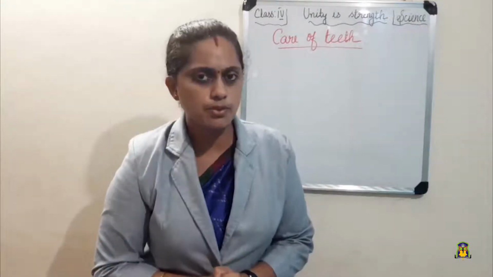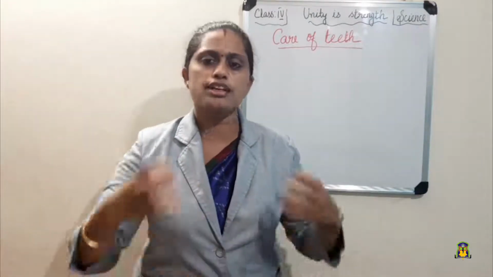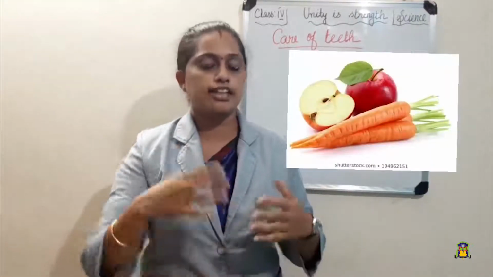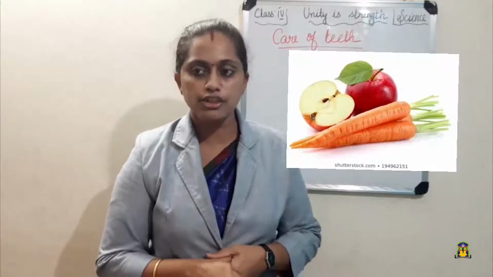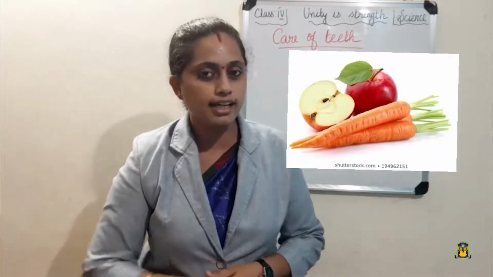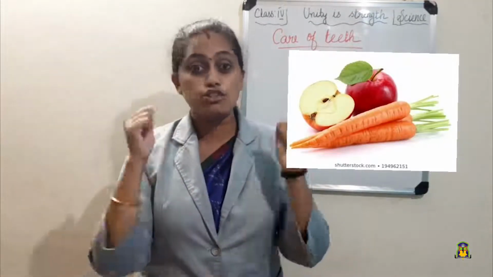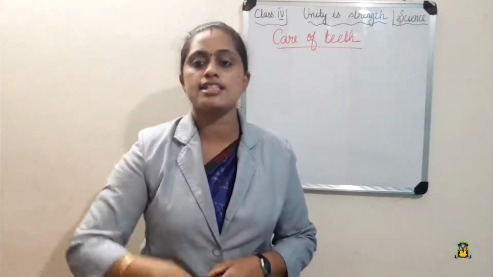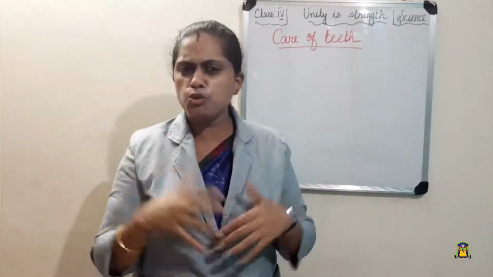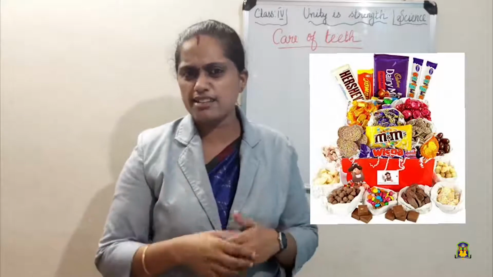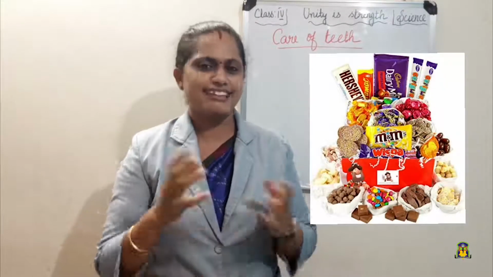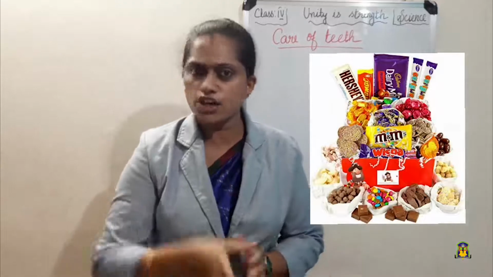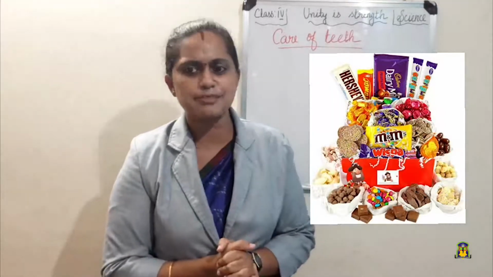Now the second one, what you have to do is you should have a lot of raw vegetables like carrots, then fruits like apples. Why you know? Because they make our teeth very strong. Now the third point which you have to keep in your mind is we should avoid eating too much of sweets, chocolates, isn't it? Why? Yes, they will spoil our teeth. You know that thing very well, isn't it?